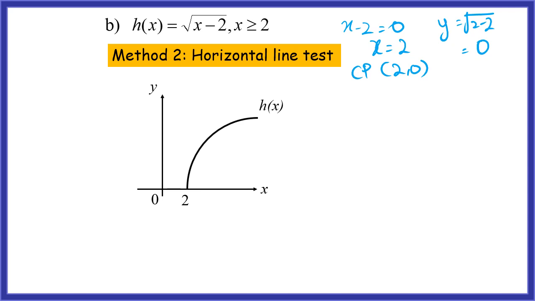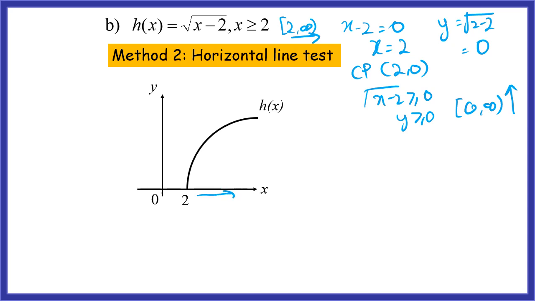And then the domain, x more than or equal to 2, means that it starts from 2 to infinity. And we know that the square root of x minus 2 is always more than or equal to 0, so y is more than or equal to 0. So the range is 0 to infinity. So the graph is going to the right and to the top. So this is the graph.